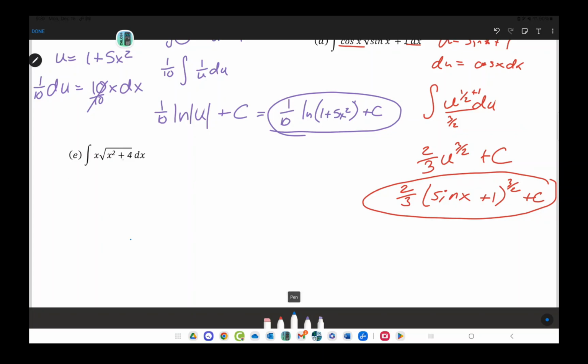So here again, you don't have to use the 4. You can leave the 4 there. You can say u is equal to x squared, it'd be fine, but might as well just say u is equal to x squared plus 4, which means du is equal to 2x dx. Now, since we don't have a 2, we're going to have 1/2 the integral of u to the 1/2.